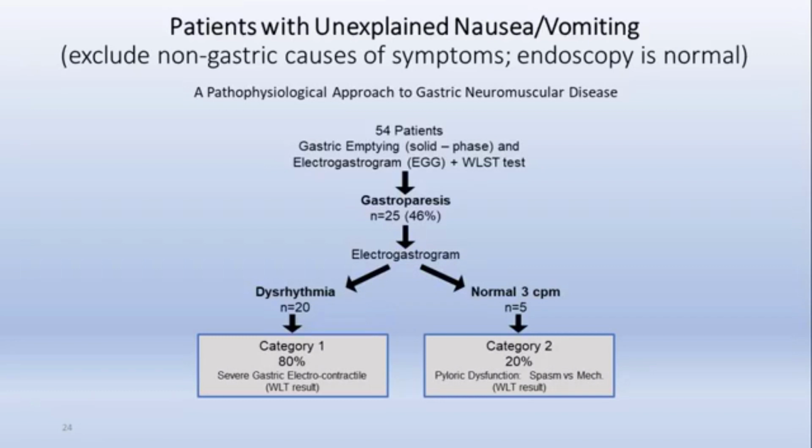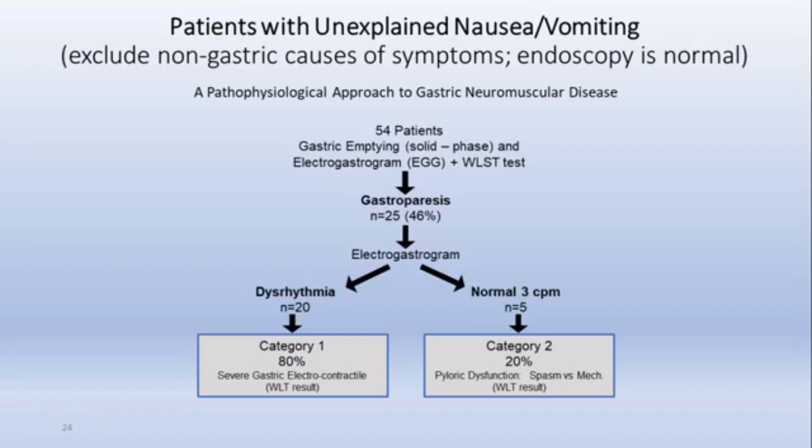I want to exclude that it's not the gallbladder, it's not the small bowel, it's not irritable bowel. I want to exclude those other problems so I can focus on the stomach as driving most of the symptoms. So if the patient has gastroparesis, we want to see what the electrical rhythm is. And it turns out about 80% of my patients have a dysrhythmia, and 20% have that normal rhythm, which is very important because we're beginning to adjust our therapy for those patients and look more to the pylorus.